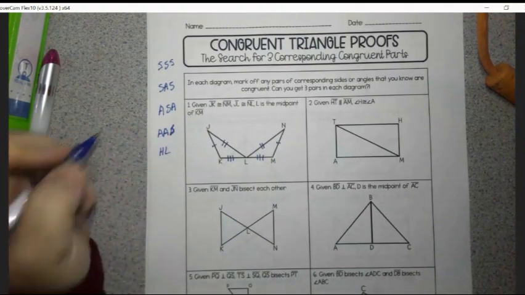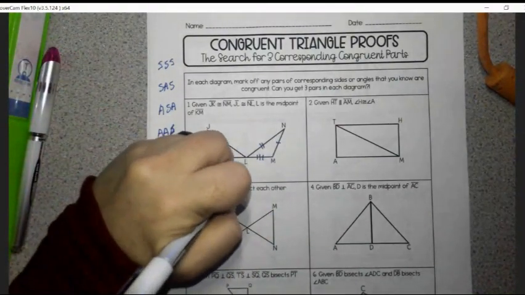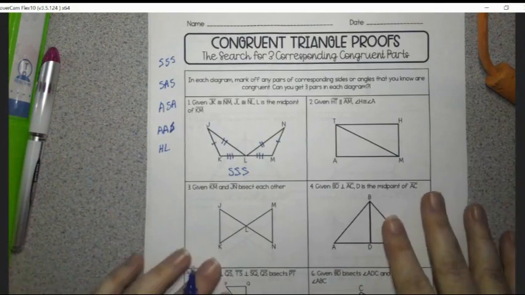Perfect. So if I was to choose one of these, we've got 3 sides here, 3 sides here. This is side, side, side. And that is what we do for that one.